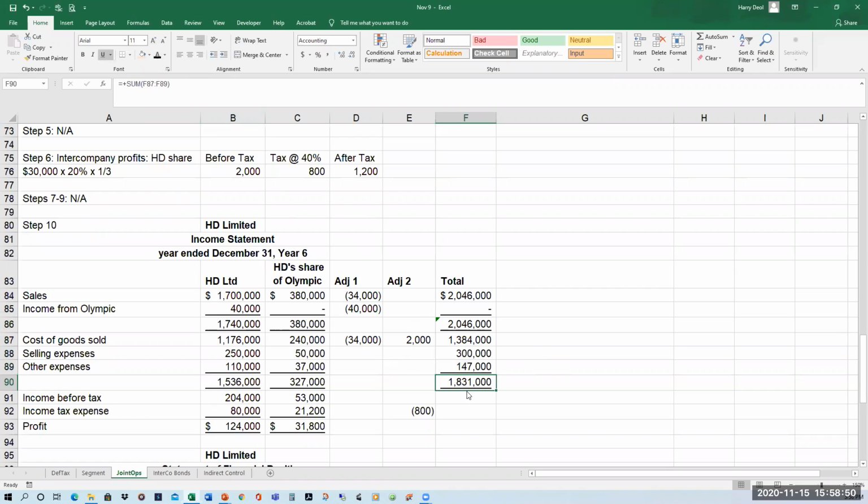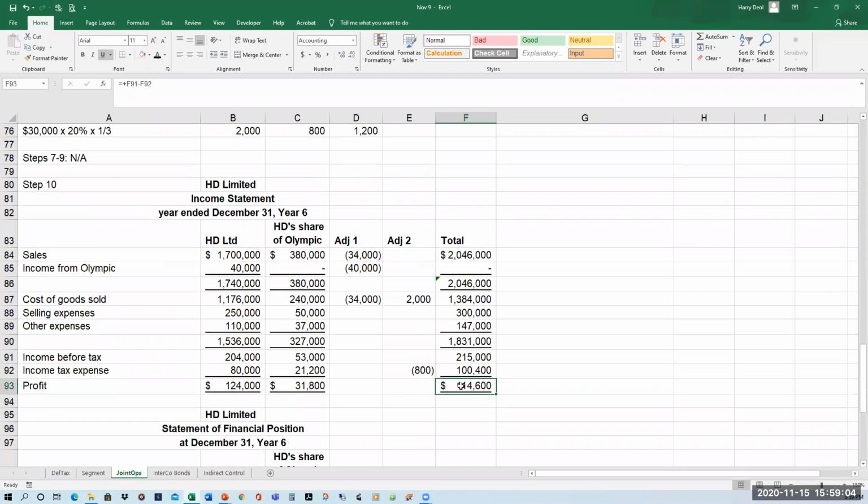You get $1,831,000. The income before tax is $215,000. The adjusted income tax expense works out to $100,400, and the adjusted profit is $114,600 in total for HD.